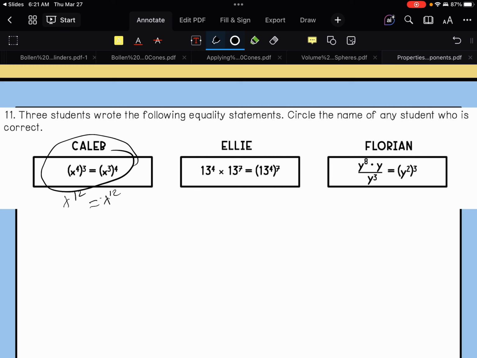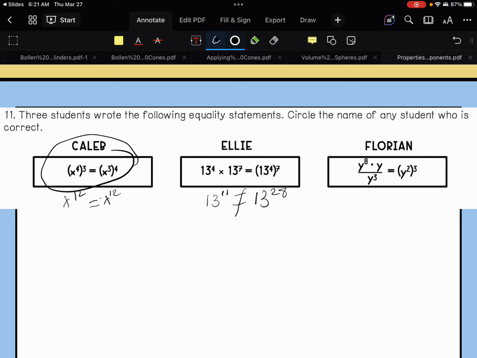The next one, we have x to the 13th to the 4th power, times x to the 13th to the 7th power. That would be x to the 11th power. But it does not equal x to the 13th to the 4th times x to the 13th, because that would equal x to the 28th power.